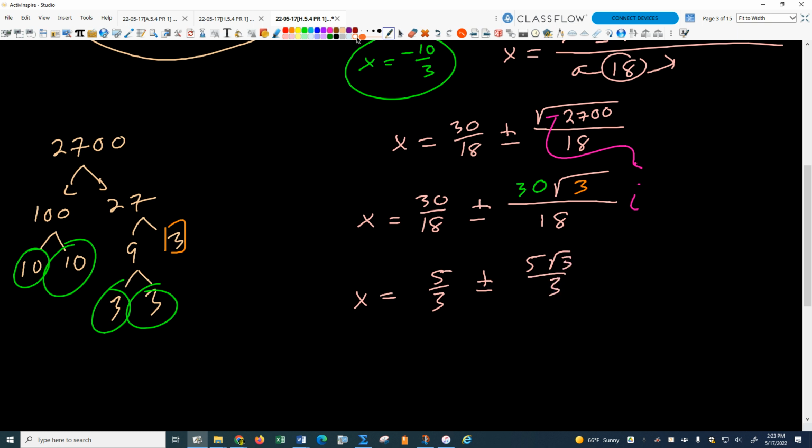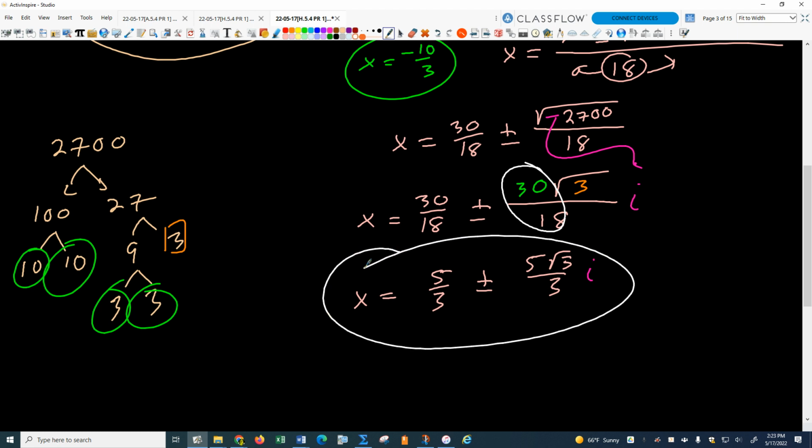Because look, I get the same. There's a 30 over 18 that I can reduce. Those are outside numbers, so I can reduce that fraction, right? So 5 radical 3 over 3i. How many solutions are contained there? 2. One for the plus, one for the minus. It's a complex conjugate pair, isn't it? 5/3 plus 5 radical 3 over 3i. There's a complex number. And 5/3 minus 5 radical 3 over 3i. Okay? Total of 3. We got one real solution, negative 10/3, and 2 imaginary solutions in a complex conjugate pair.